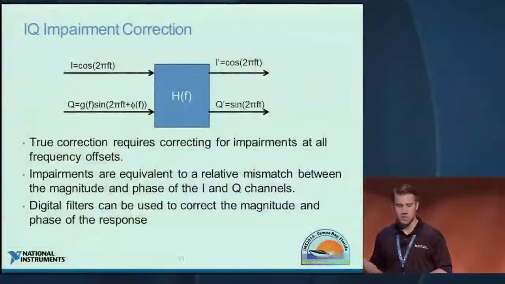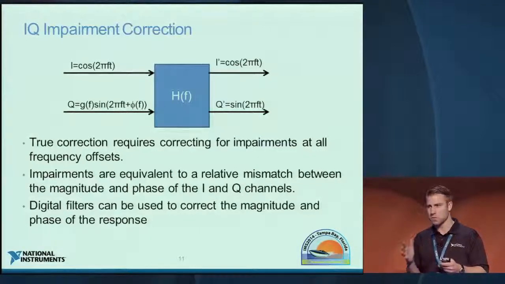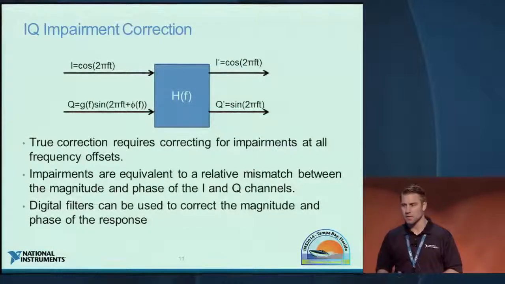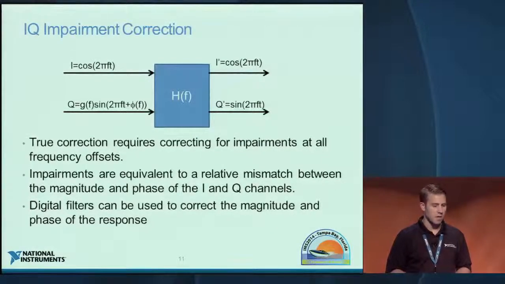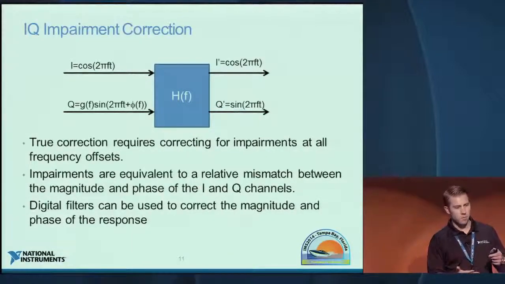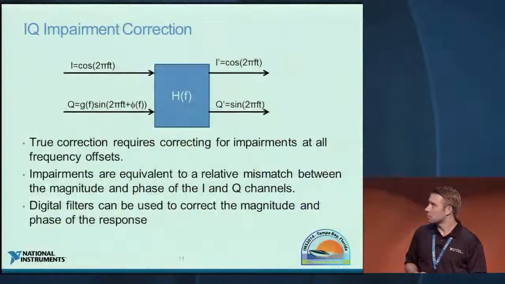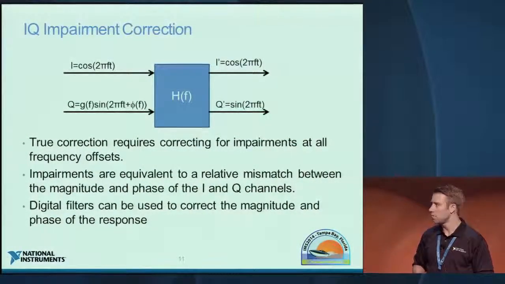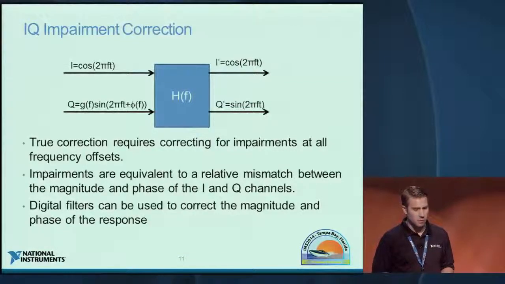So true correction actually means that we're correcting for those impairments at every one of these frequency offsets. And this is particularly important for these OFDM-based signals where you do have subcarriers all across the bandwidth. And as I mentioned before, those impairments are really a manifestation of relative phase and gain differences between the I and Q path. So we have to make sure that we're correcting for both of them. We can use digital filters to do this correction, and here we have just a really basic model of what that might look like, a filter to correct those.